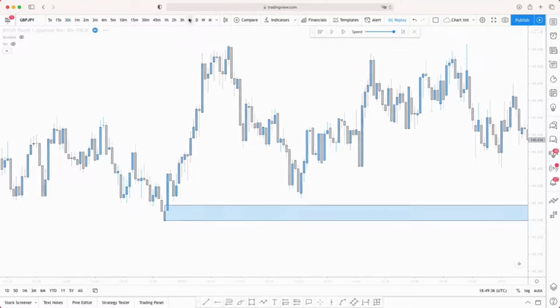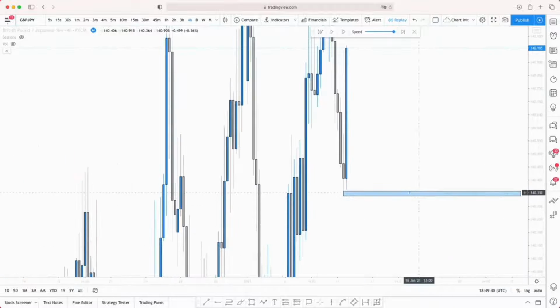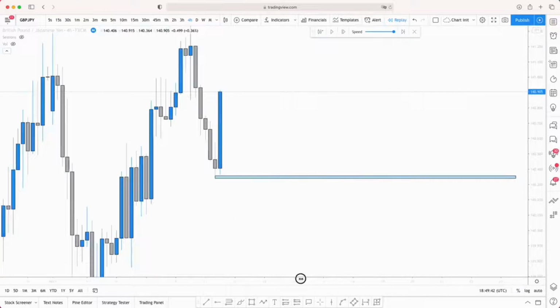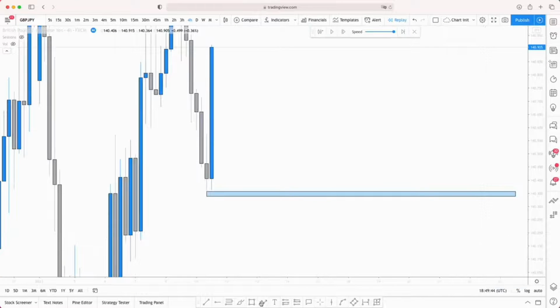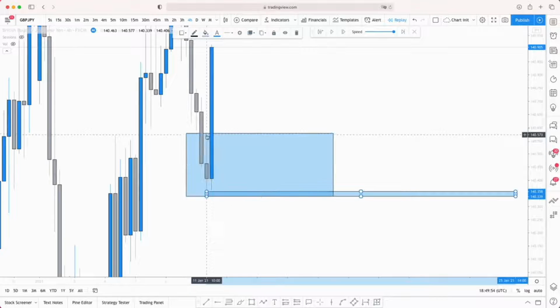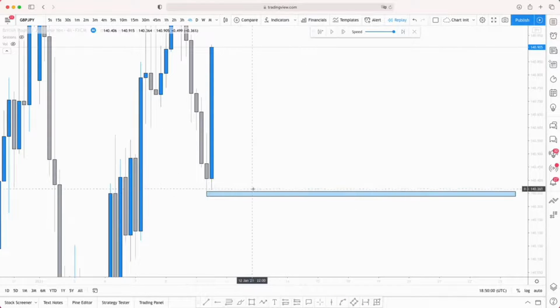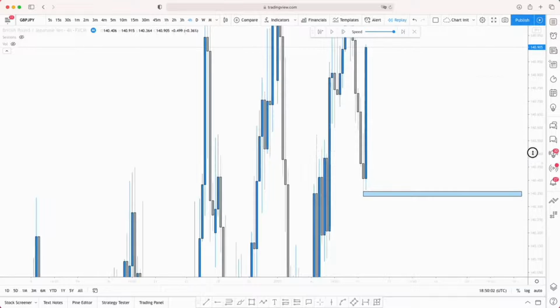Now, if we go back to the 4 hour, you can see what we refined it to. We refined this 4 hour OB all the way down to this. So we are expecting price to react off here before continuing to the upside.